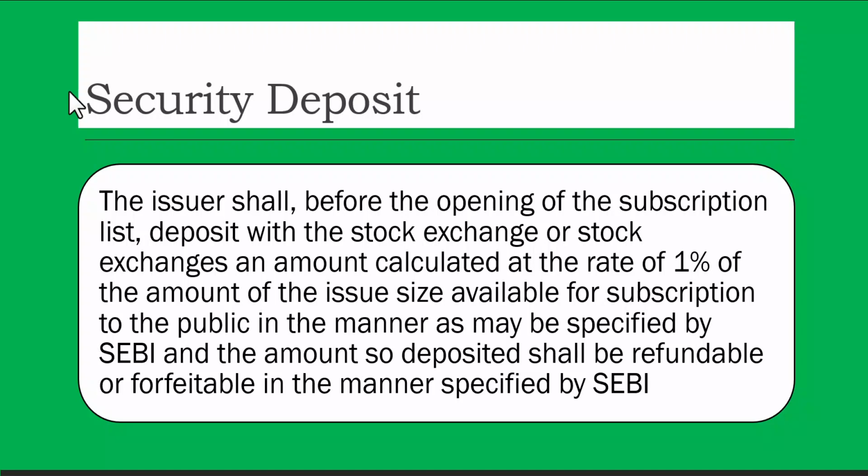Just read this, Zubin. The issuer shall, before the opening of the subscription list, deposit with the stock exchange or stock exchanges an amount calculated at the rate of 1% of the amount of the issue size available for subscription to the public, in the manner as may be specified by SEBI, and the amount so deposited shall be refundable or forfeitable in the manner specified by SEBI. Okay, so how much?